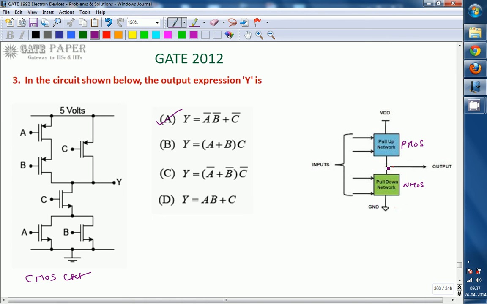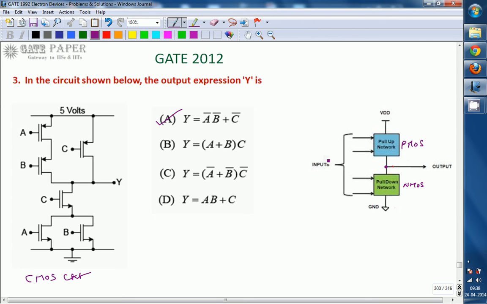So all the transistors between the output node and VDD should be PMOS transistors only, and all the transistors between the output node and the ground node must be of NMOS type. The circuitry consisting of PMOS transistors is called the pull up network, and the circuitry consisting of NMOS transistors is called the pull down network. The name pull up has come because of this.